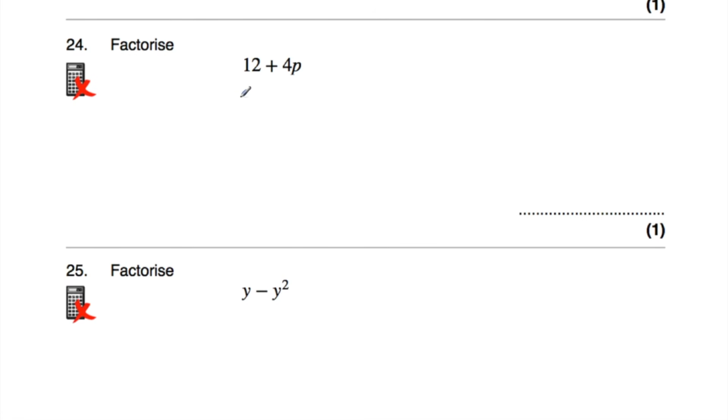Question number 24, we've been asked to factorise 12 plus 4p. Well, in terms of common factors, I can see we can divide both of these terms by 4, and that's it. So 4, open brackets, and dividing both of the terms by 4. 12 divided by 4 is 3, and then we've got plus, and then 4p divided by 4, well, that would just be p. So the answer would be 4, open brackets, 3 plus p, and that's it, close brackets.